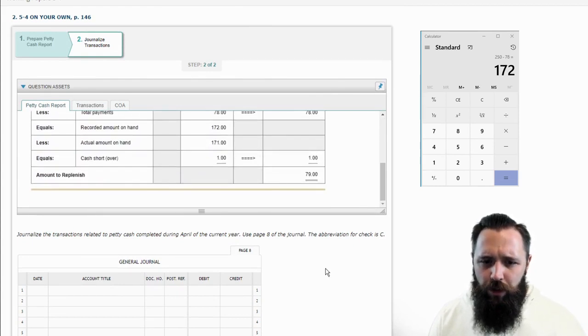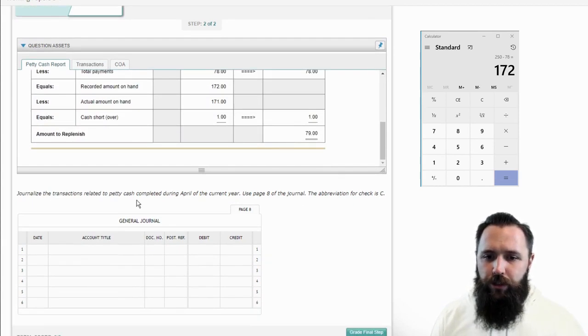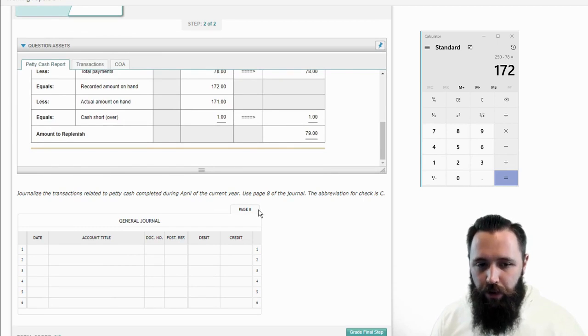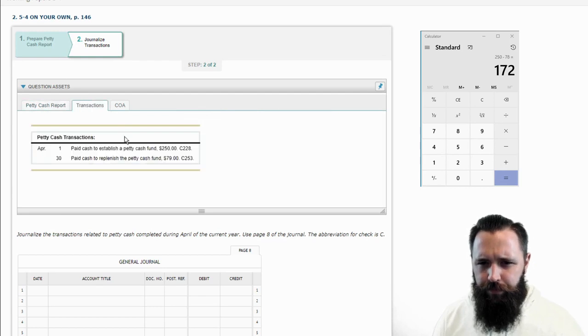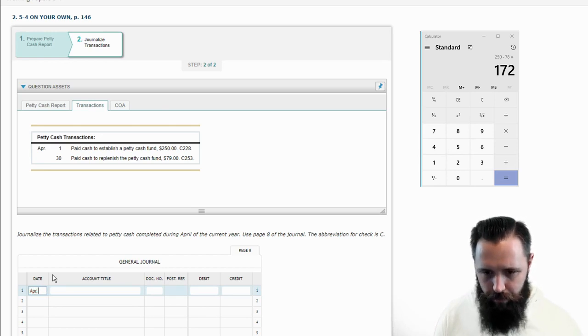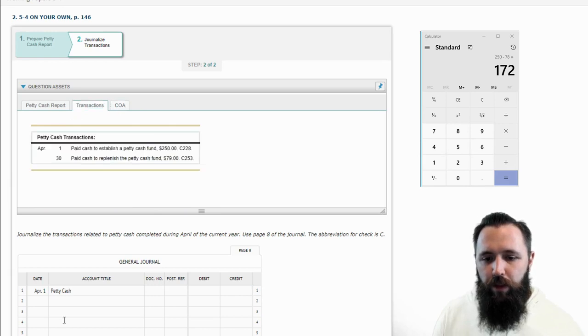So now we need to journalize these transactions. It says journalize the transactions related to petty cash completed during April of the current year. Use page 8 of the journal. The abbreviation for check is C. All right, a lot of stuff. So the first thing that we have here looks like we're establishing a petty cash fund. So let's put in petty cash fund, because that's our account. And it's just going to be petty cash if we look in the chart of accounts.